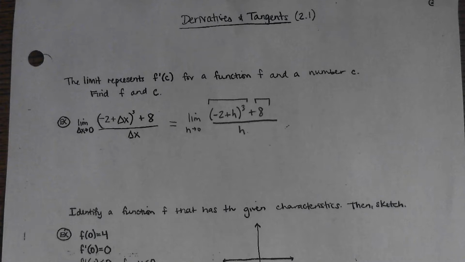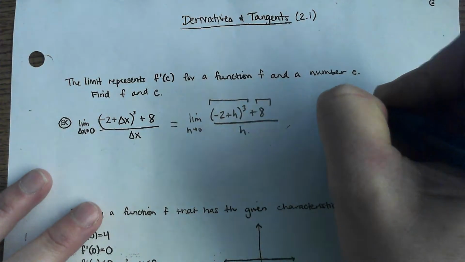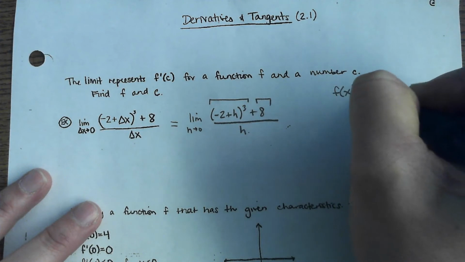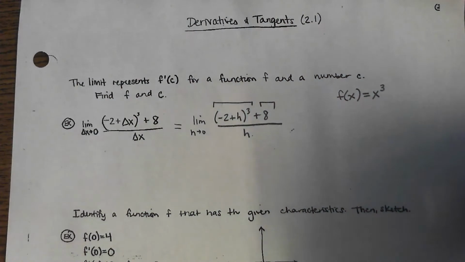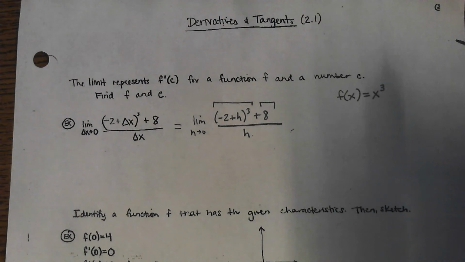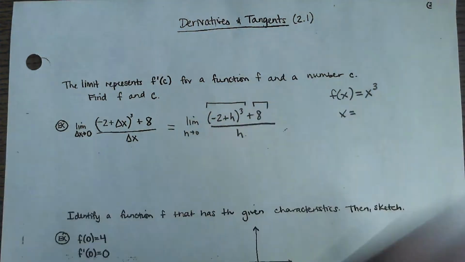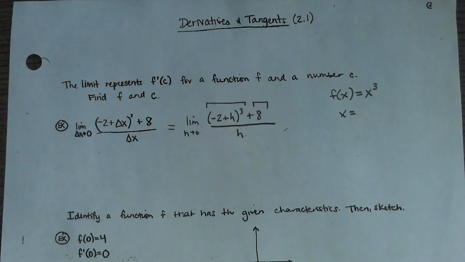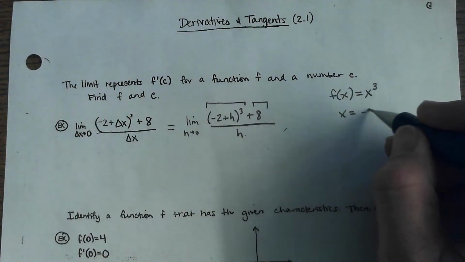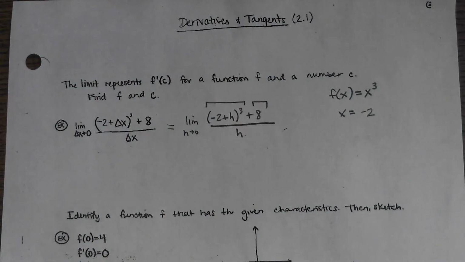Do you think, Aiden? X cubed. So he's thinking, okay, the f of x function must be x cubed. And the location at which we are looking for the slope is what x value? Would be -2. Now, Aiden, could you put into words how you knew that?